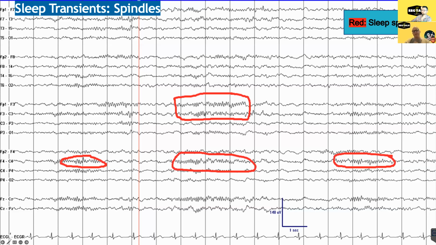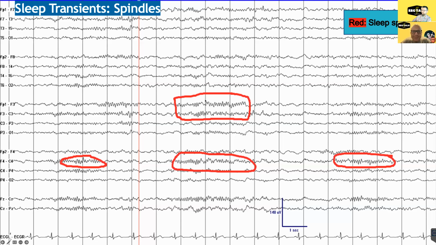And they're related to learning and memory. So if you want to learn well the next day, you've got to have a lot of spindles the night before. And if you've learned something and you want to remember it, it's a good thing to have a bunch of spindles the night after. They help transfer things from your inbox to the archive storage. Nice. We like spindles.